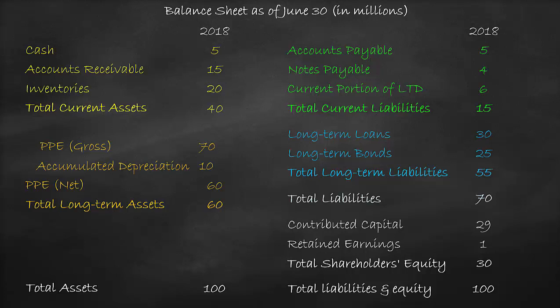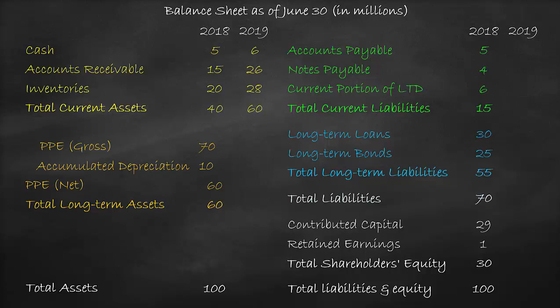We can estimate the balance of another year for 2019. For current assets, we have cash of $6 million, accounts receivable of $26 million, and inventory of $28 million. So, total current assets will be $6 million plus $26 million plus $28 million, which equals $60 million.